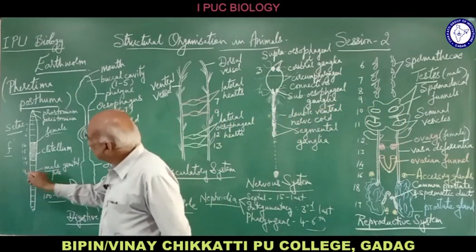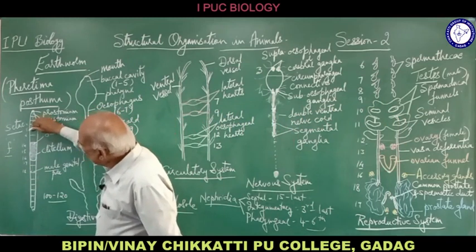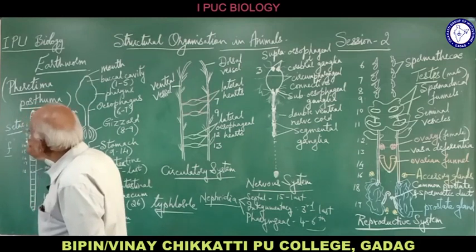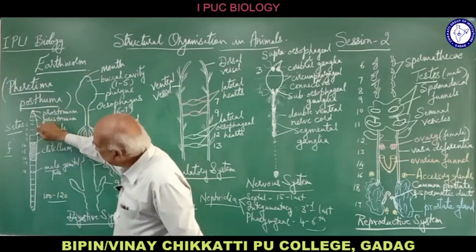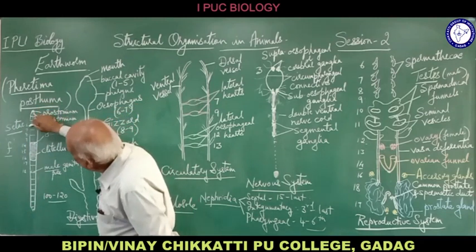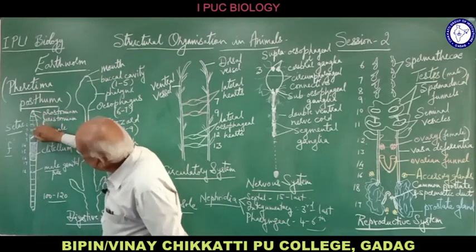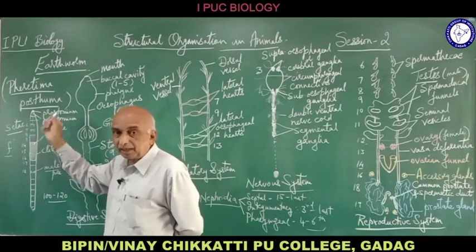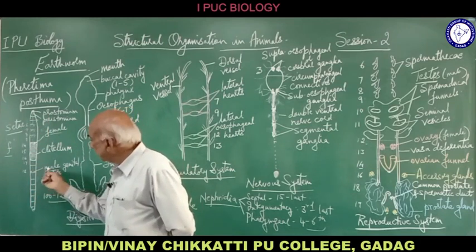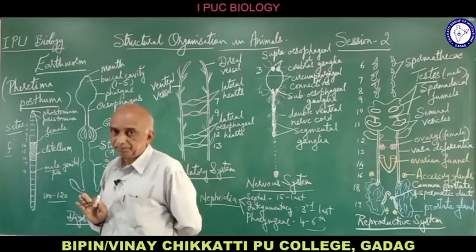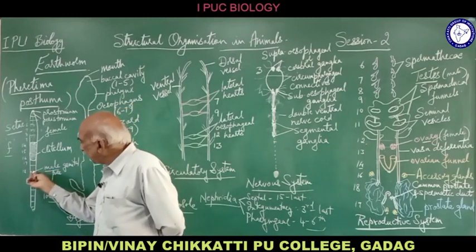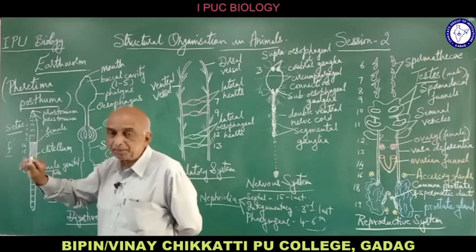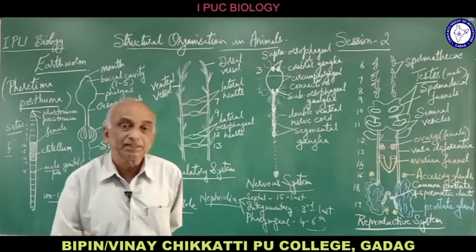Suppose this is one earthworm. In the 6th, 7th, 8th and 9th segments, we find the openings of the spermatheca. Here also there are openings of the spermatheca, and this earthworm will come in contact with the male genital pores of the opposite earthworm. So the male genital pores of one earthworm will come in contact with the spermathecal openings of its opposite earthworm.